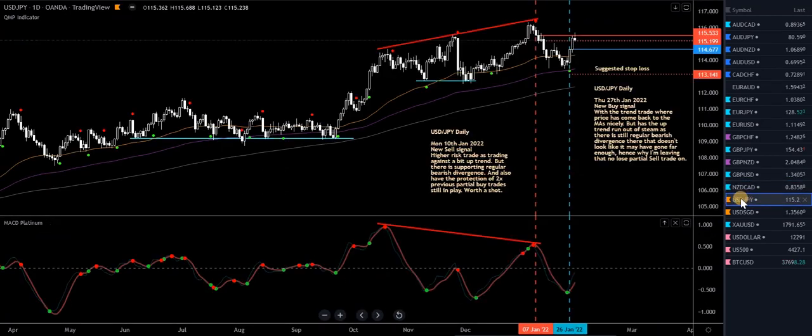USD Japanese yen, it's highlighted in orange because I got stopped out on the sell. Took a sell here on the 10th of January. Went down since we got through the MAs here in this little area. You definitely, off that candle there, would have closed half, MACD Platinum through the zero level, dragged the stop down. It's a high risk trade against the trend. Look, the trend is up.